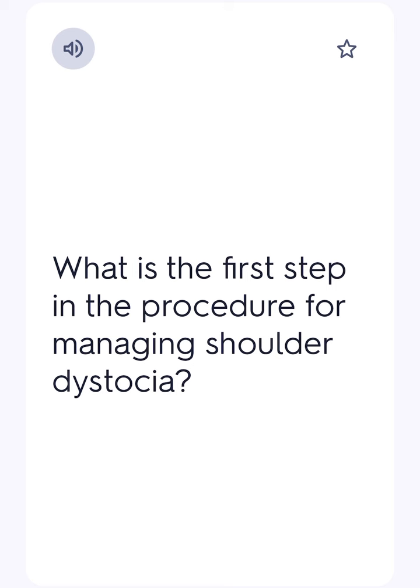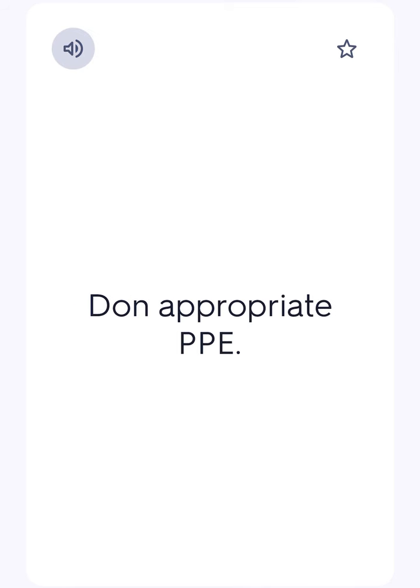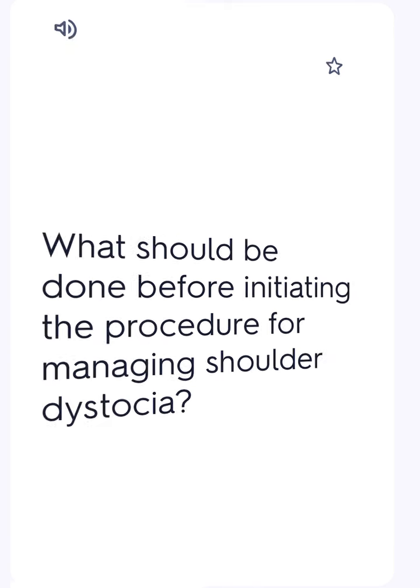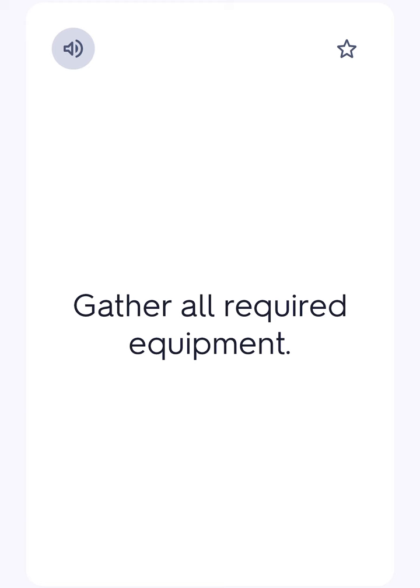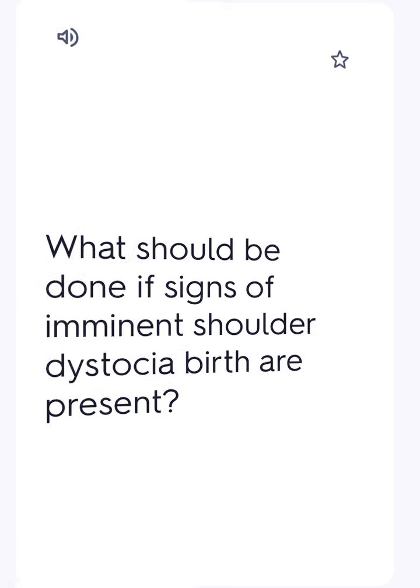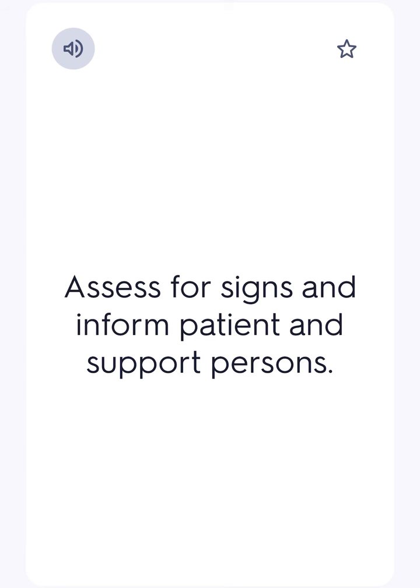What is the first step in the procedure for managing shoulder dystocia? Don appropriate PPE. What should be done before initiating the procedure for managing shoulder dystocia? Gather all required equipment. What should be done if signs of imminent shoulder dystocia birth are present? Assess for signs and inform patient and support persons.